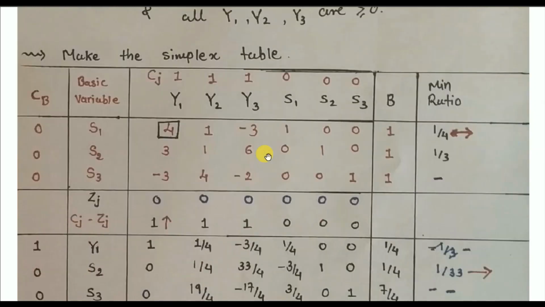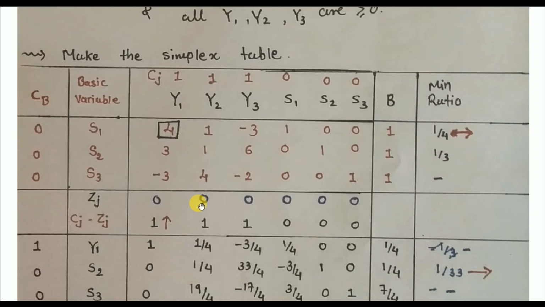Now we calculate the Zj. How to calculate the Zj? We have to multiply this whole column with these three coefficients and sum it. So 4 into 0 plus 3 into 0 plus minus 3 into 0, so it's 0. We all know that our initial Zj is always 0, that is why we write all 0 here. Now we have to do Cj minus Zj. Cj is the coefficients of our objective function, so 1, 1, 1, 0, 0, 0, and subtract Zj from that Cj. So 1 minus 0 is 1, 1 minus 0 is 1, 1 minus 0 is 1, and all zeros.